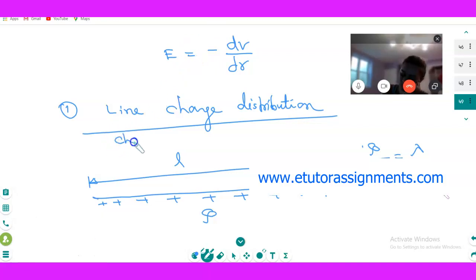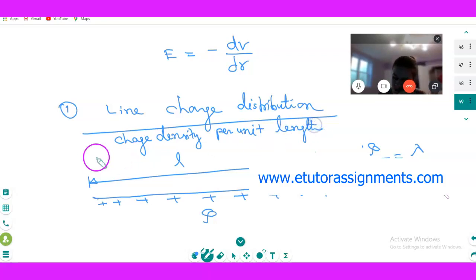Charge density per unit length. Is it clear? Suppose I take 5 meters of this length, I multiply by 5 and I get the charge. Correct? Suppose this is a wire. I know the lambda. If I multiply the length with lambda, I can get the value of charge on this wire. Am I right or not? So that is the use of line charge distribution.